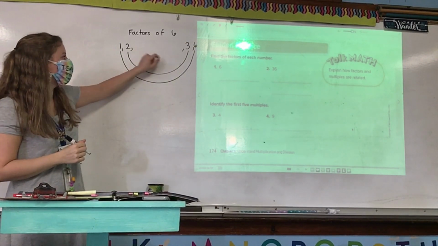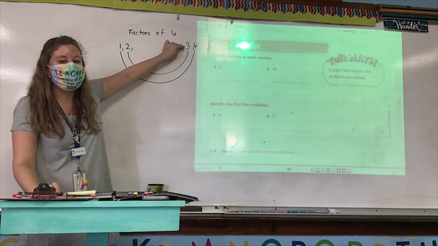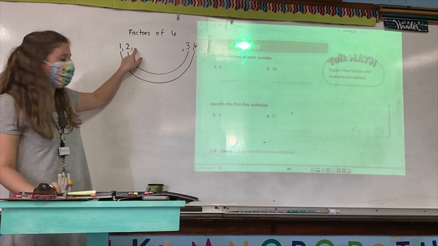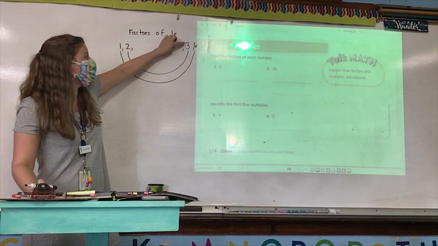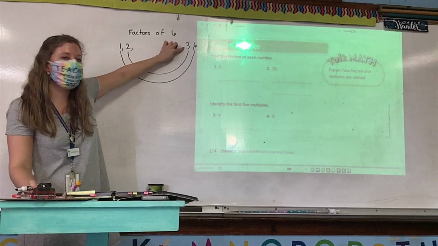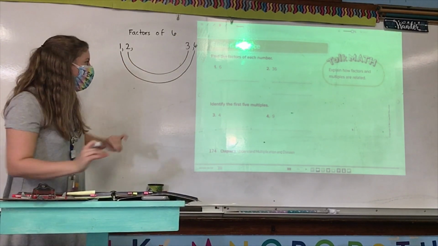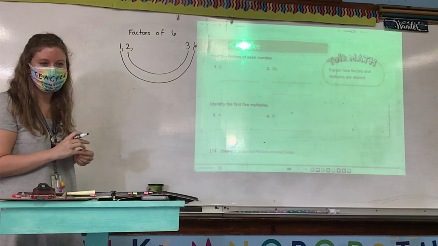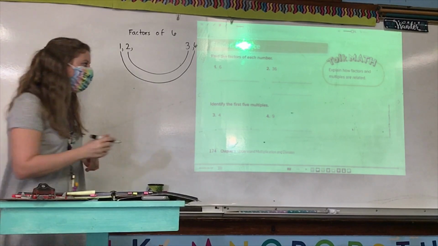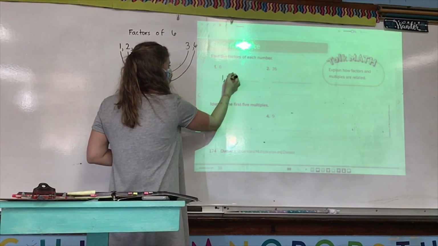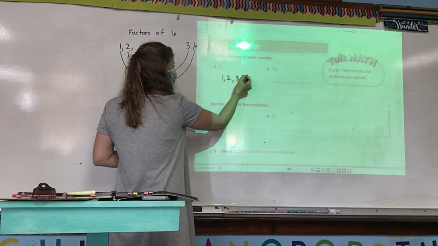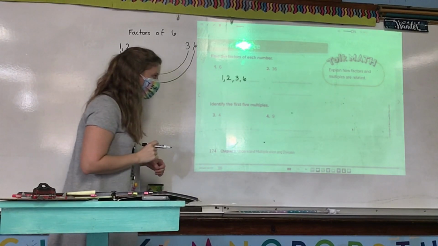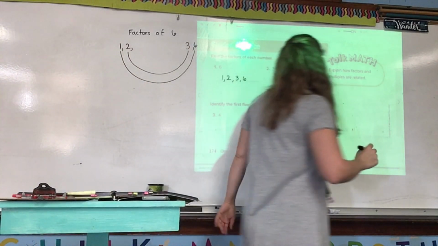Now, normally we would go to 3, but look, we already met in the middle with 3. So do we need to keep going, Carla? No. No, we've already met because what comes after 2 is 3. We've already got it in our factor rainbow, so we don't have to keep going. So that means, what are the factors of 6, Carla, in order from least to greatest? 1, 2, 3, and 6. Very good. Now we have to figure out the factors of 36.